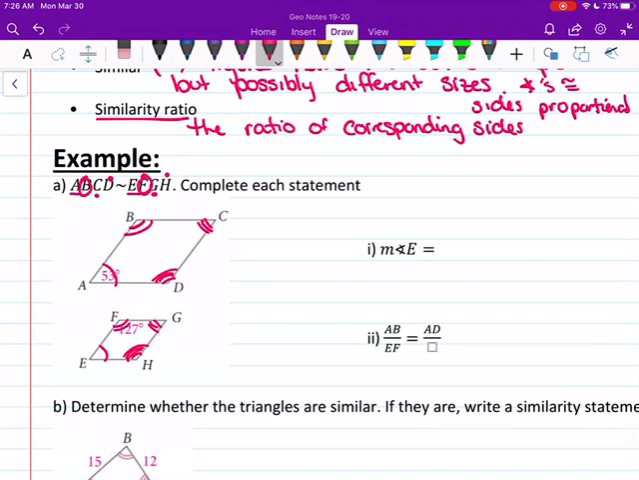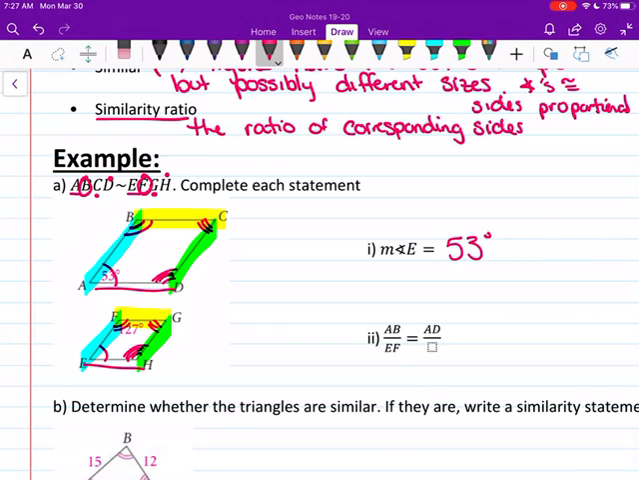To use that to answer, the measure of angle E is going to be congruent to angle A, so that's 53 degrees. And when I talk about corresponding sides being proportional, remember the order of the letters helps you. So AB is going to be proportional to EF, and BC is proportional to FG. And let's see what else we got. We got HG and DC, and then our last side here, AD, would be proportional to EF.